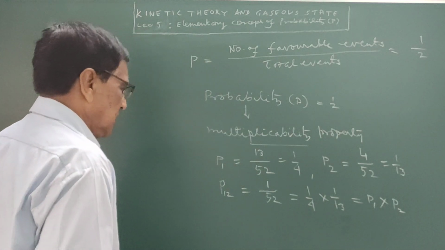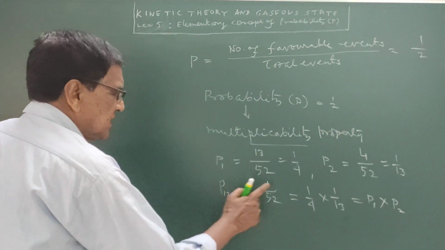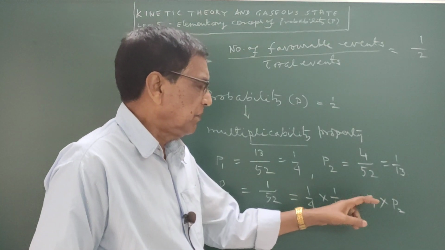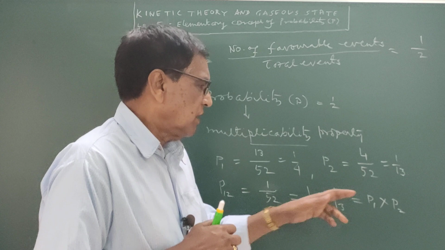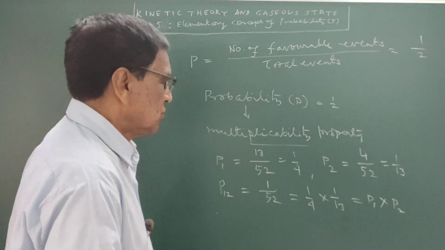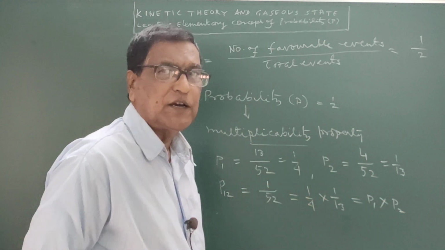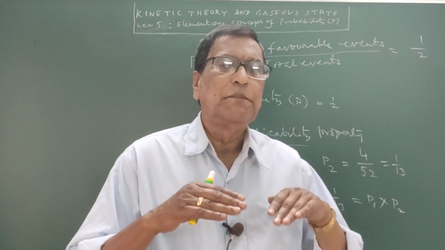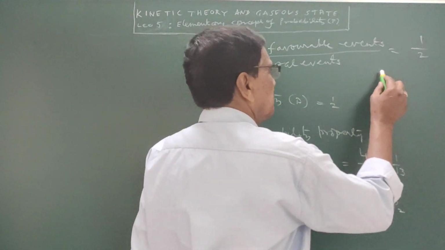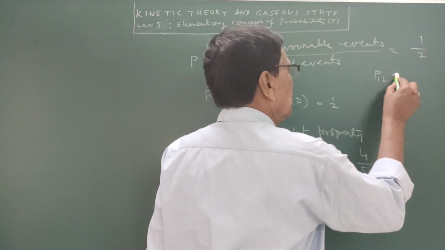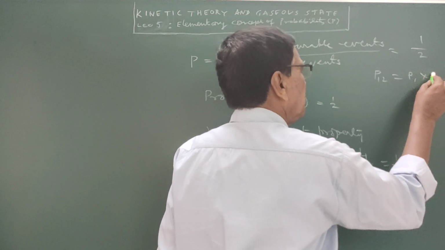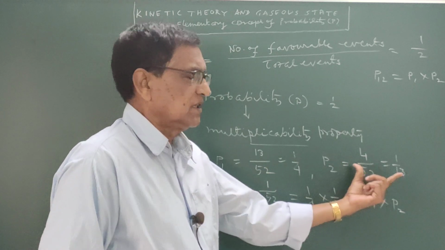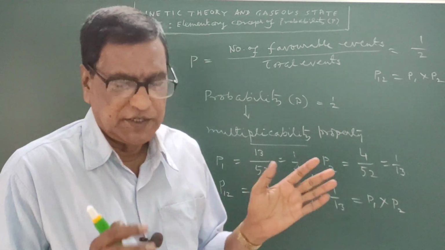That means whenever two conditions are enforced, then probability will be the multiplication of the two individual properties. So this is a very important property of this probability. Probability has the multiplicative property. That means P12 is equal to P1 into P2, provided these two are independent and discrete.